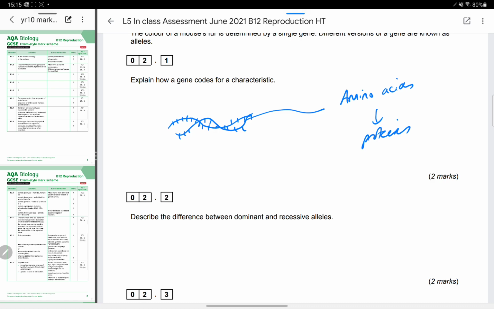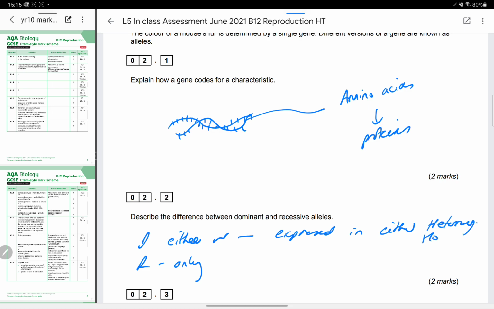Okay. Describe the difference between dominant and recessive alleles. Now this is knowledge, guys, and I went over this again and again about the words we've got. So dominant is either or, and recessive is only. And how does this fit in? So a dominant allele is expressed in either heterozygous or homozygous condition, and recessive is only expressed in the homozygous, okay, or when there's 2 alleles there.